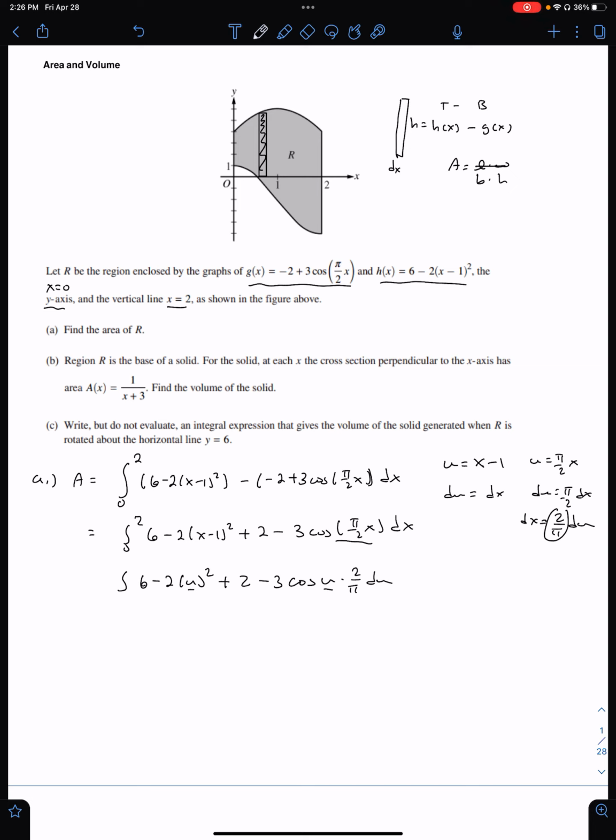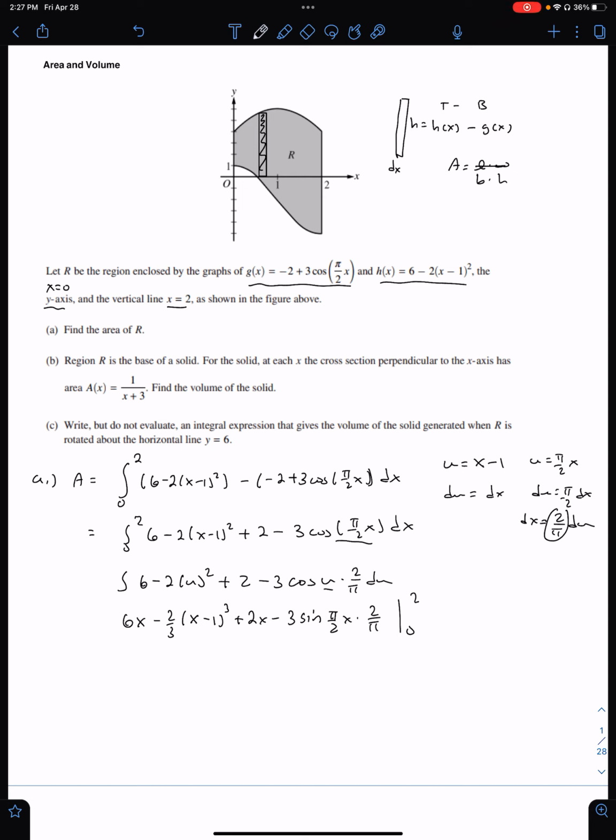So when I integrate, this is going to give us 6x minus 2/3 u cubed. Remember here, u was x minus 1, so cubed, plus 2x minus 3. The antiderivative of cosine is just sine, so sine of u, remember u here was pi over 2 x, times 2 over pi. And there's our antiderivative. Oh, nasty little bugger. We would evaluate this from 0 to 2.